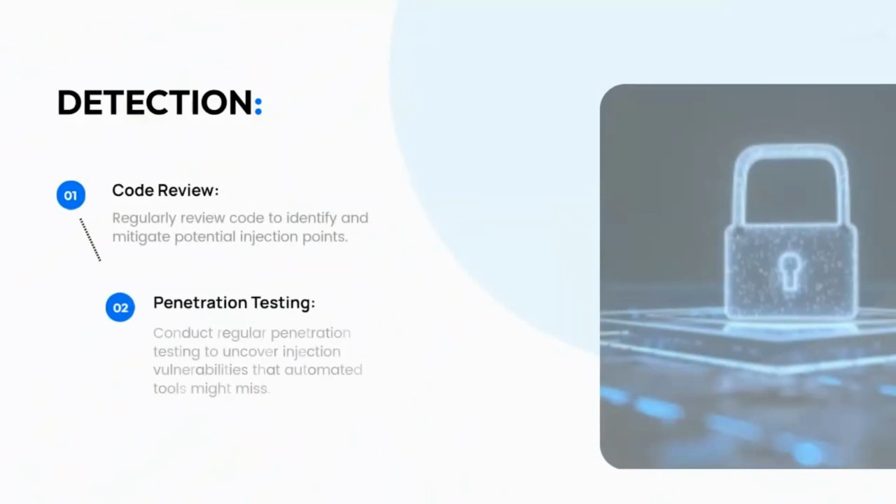Detection. Code review. Regularly review code to identify and mitigate potential injection points. Penetration testing. Conduct regular penetration testing to uncover injection vulnerabilities that automated tools might miss.